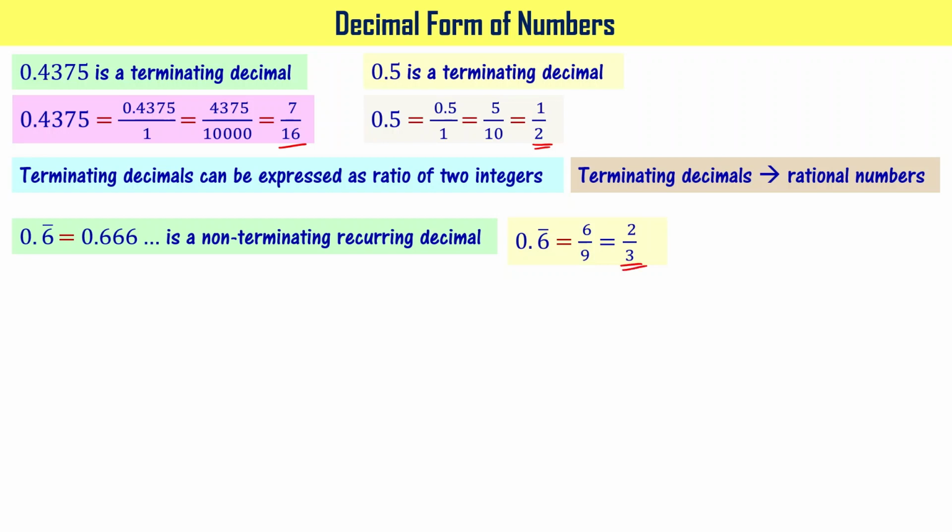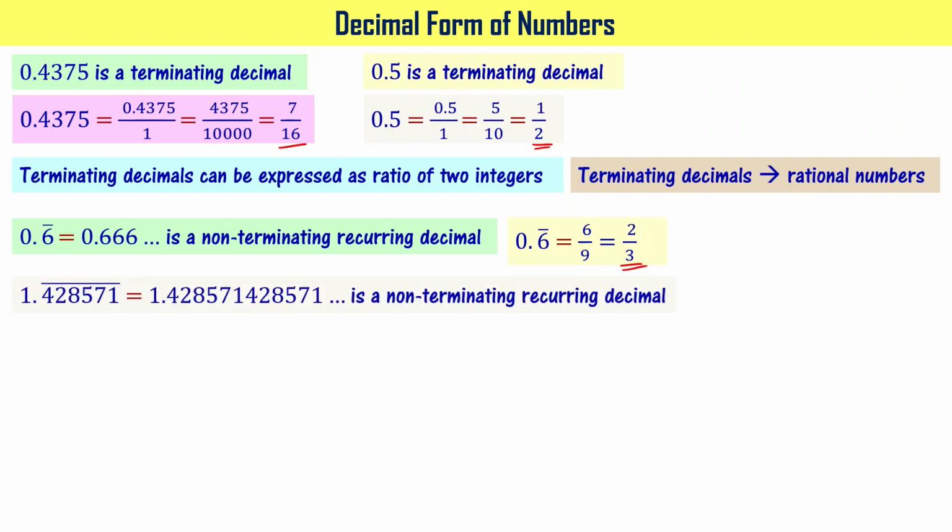Similarly, we have seen another decimal number, that is 1.428571, 428571, and so on. That is also a non-terminating recurring decimal, right? We have expressed that as a ratio of two integers, or we can say that that number is also expressed as a rational number, that is 10 by 7.